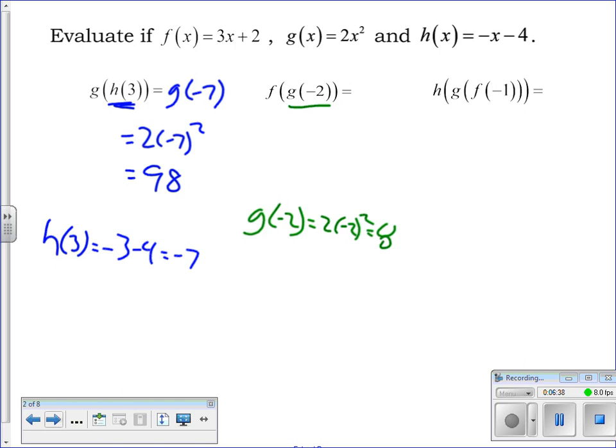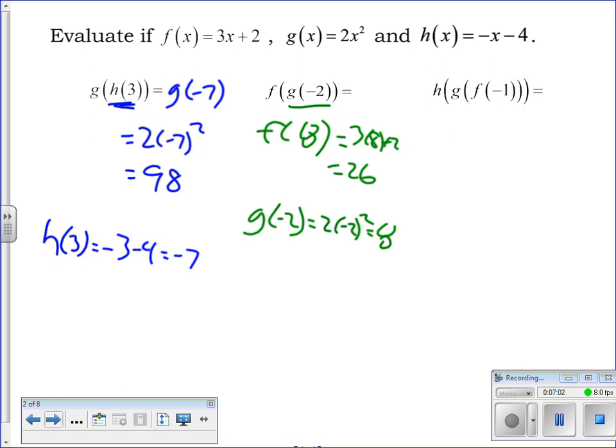So that means if I'm finding f of g of negative 2, I'm really finding f of 8, which is 3 times 8 plus 2. 3 times 8 is 24, plus 2 is 26. Okay.